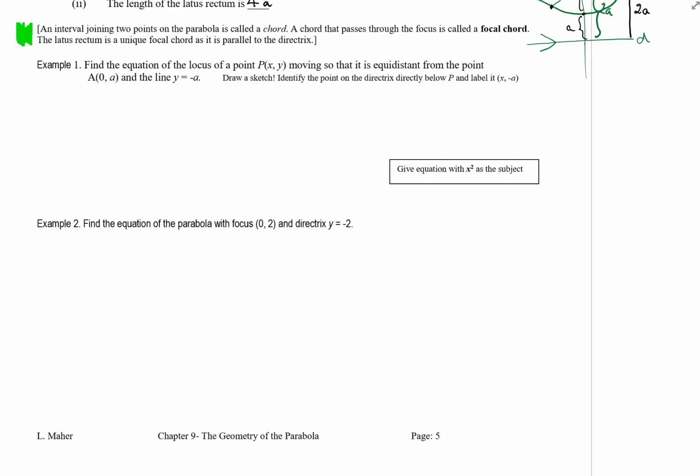So example 1 says find the equation of the locus of points xy moving so it's equidistant from this point and this line. The moment I know I'm finding the set of points that are equidistant from a given point and a line, I know I'm finding a parabola. So it's suggested here that we draw a sketch. So let's draw a sketch.